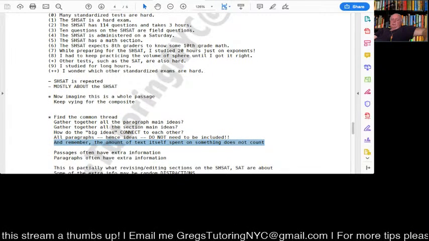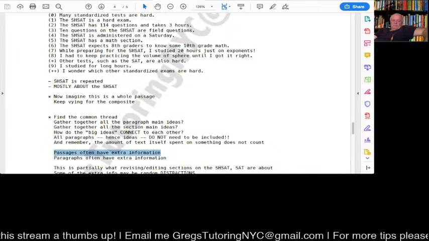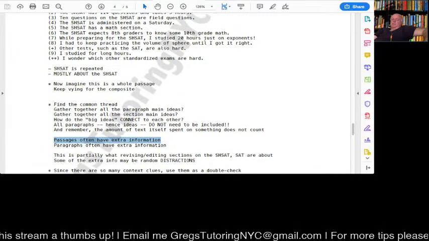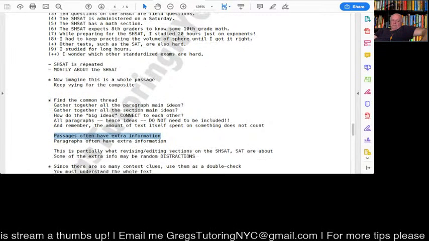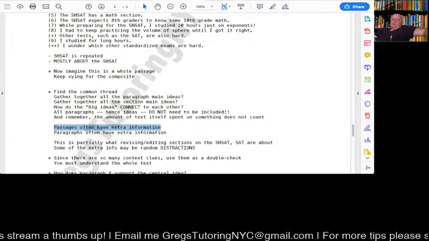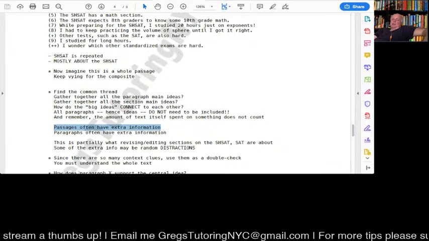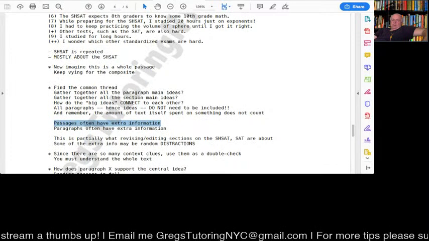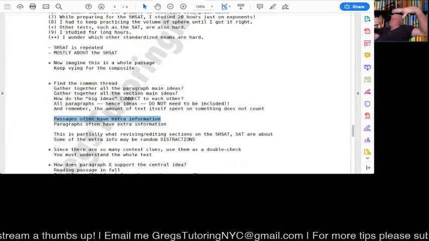And just remember that passages provide extra information, and paragraphs have extra information, and whole paragraphs are extra information. As I said before, there are lots of distractions, especially on something like the SHSAT. This is part of what the revising and editing is about. So you need to grok the main idea of those passages too, at a different level.